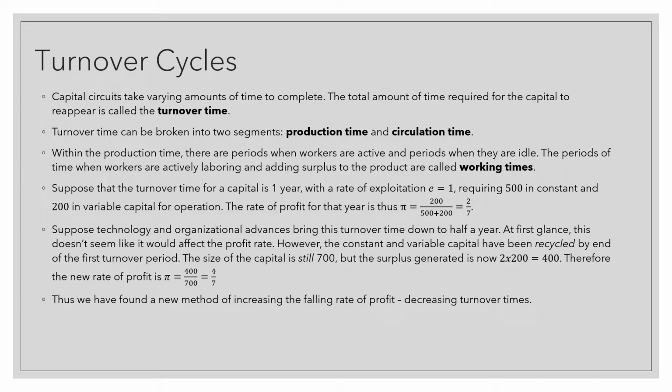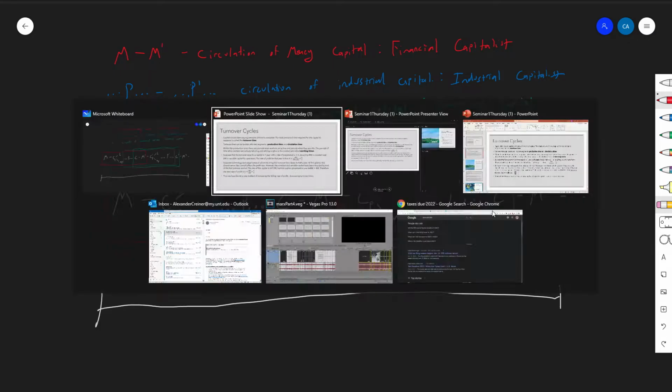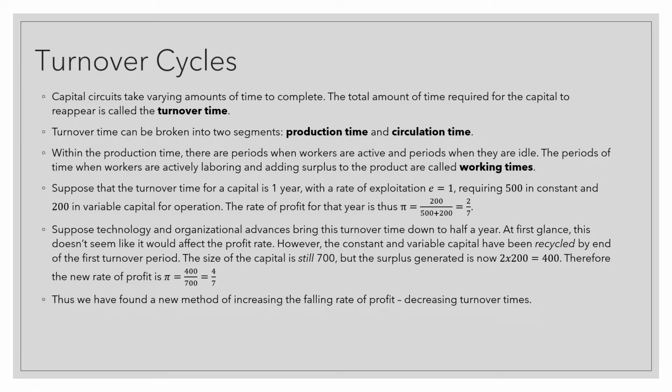For some reason. But on that note, I think the next thing to move on to logically is probably one of the more underappreciated elements of Marx's overall argument, which is turnover cycles. So capital circuits take varying amounts of time to complete. We've been talking about the overall circuit of capital, the M to M prime, but we haven't really talked about the amount of time that has to pass in order for one of these circuits to complete. And so the total amount of time for, say, M to go to M prime, or for P to go to P prime, or for C to go to C prime, this amount of time total is called the turnover time of capital. And you can break turnover time down into a few different segments.